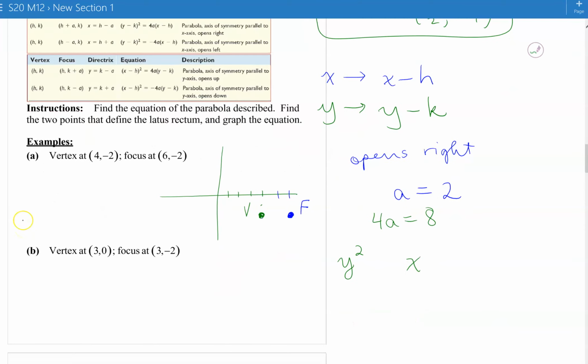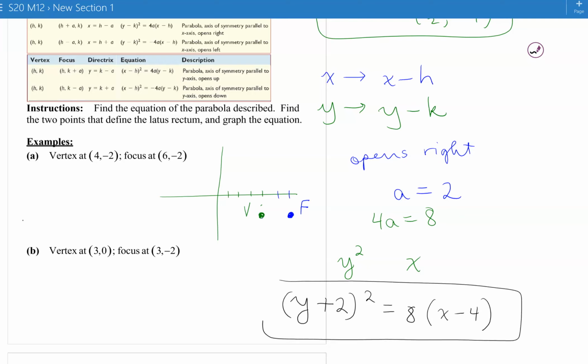So I need to adjust for my vertex being moved. So I'm going to have y minus the y coordinate of the vertex, which is -2. So that's going to have a plus, equals 4a, which is 8, times x minus the x coordinate of the vertex. So this is going to be the equation. And then 4a equals 8. So at the focus, the focal diameter is 8, so up 1, 2, 3, 4, and down 1, 2, 3, 4. And we can draw the graph.